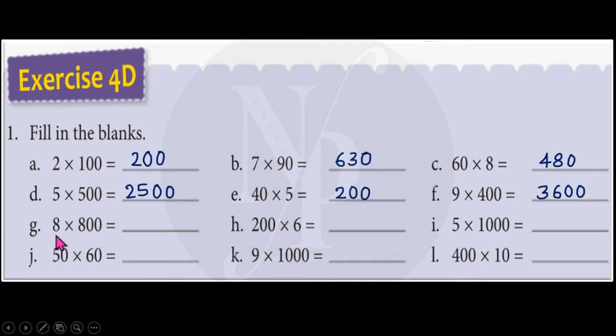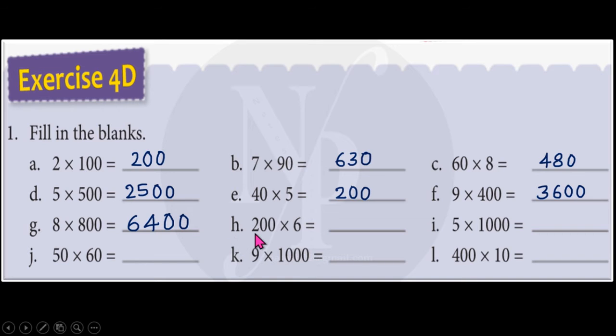Coming to G, we have 8 into 800. What is 8 into 8? 8 8s are 64, isn't it? So let's write 64 first. And then we write 2 zeros because we have 2 zeros in the number 800 here. So 800 into 8 is equal to 6400.